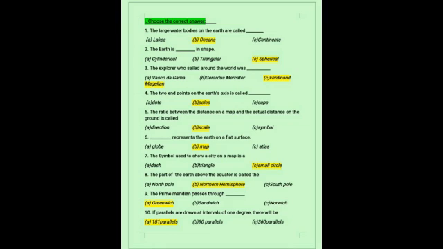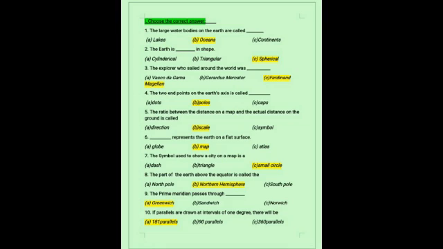Okay, so first one, the large water bodies on the earth is called option A lakes, option B oceans, option C continents. It is option B oceans. Second one, the earth is dash in shape, it is spherical in shape. Third question, the explorer who sailed around the world was dash. Vasco da Gama, Gerardus Mercator, C. Ferdinand Magellan. It is option C, Ferdinand Magellan.